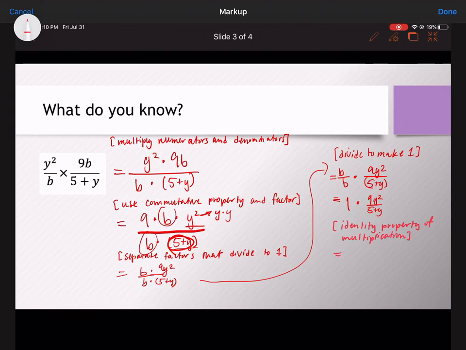To show that 1 times anything is itself. So what we have is a simpler expression. Okay. And there we are finished with our product. We can't simplify anymore on the numerator or denominator.